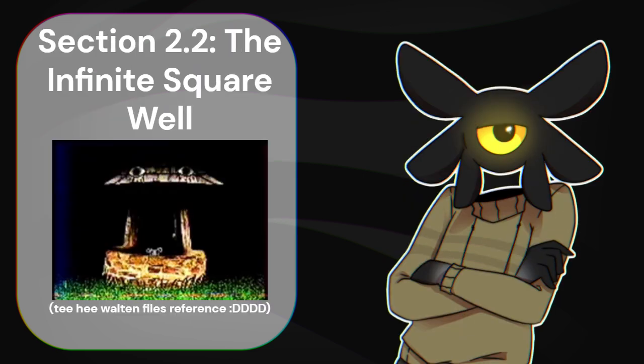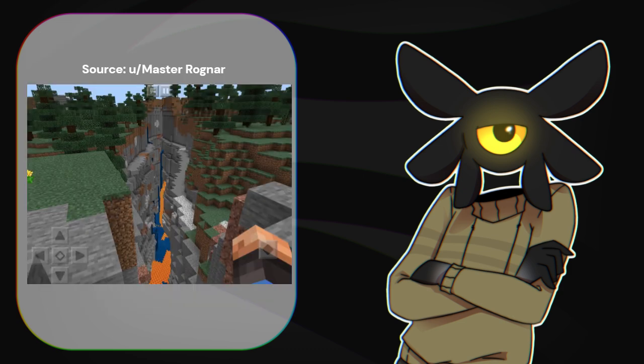2.2. The infinite square well. On to the next section, we'll cover a very specialized set of questions that get asked a lot during quantum mechanics courses. The case of the infinite square well. For this case, I want you to imagine that you've fallen into a canyon.